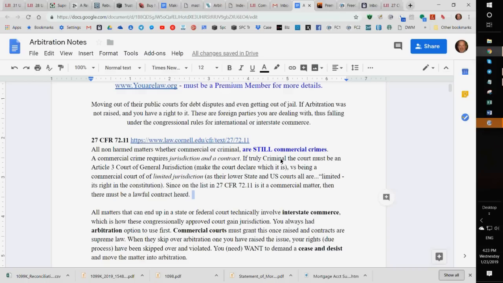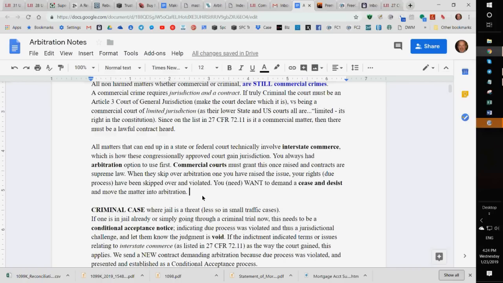A truly criminal matter in the court must be an Article III court. And they don't give you that, even though the Constitution says it's a court of general jurisdiction. Now, versus being a commercial court of, sorry about the typos, this is just my notes, limited jurisdiction. And when they pull you into state court or U.S. courts, these are limited jurisdiction courts. It doesn't mean they don't have authority. It means they have limited jurisdiction. The limit is they can only deal with commercial matters. You think, wow, DUI, how's that commercial? Well, because it involves a vehicle, which is a commercial thing. You got it? You have to see how these words pull you in.